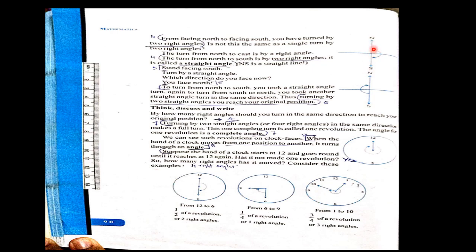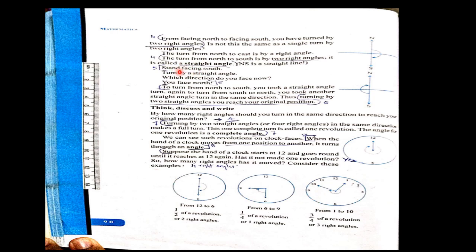North and south, you know, they are opposite directions, and from north to reaching south, you are turning one straight angle. That is 2 right angles make one straight angle, 180 degree. Okay. The turn from north to south is by 2 right angles and it is called a straight angle. Okay children. So mark this as the fourth point.